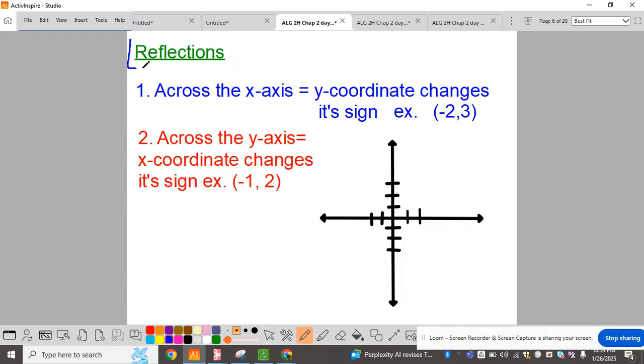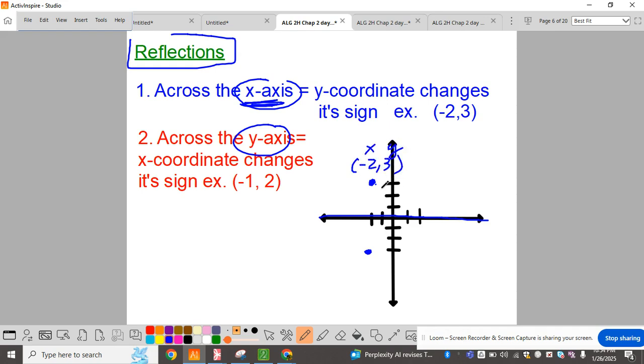When we talk about reflection, this is reflecting across either the x-axis or the y-axis. The y-coordinate changes its sign. So if you have -2, 3, this point here, and it reflects over the x-axis, the point will be right here. If the original point is -2, 3, that's your x and y. What happens if you reflect over the x-axis? It still has x of -2, and the y becomes -3. So in other words, the x stays the same, but the y becomes negative. That is the reflection over the x-axis.